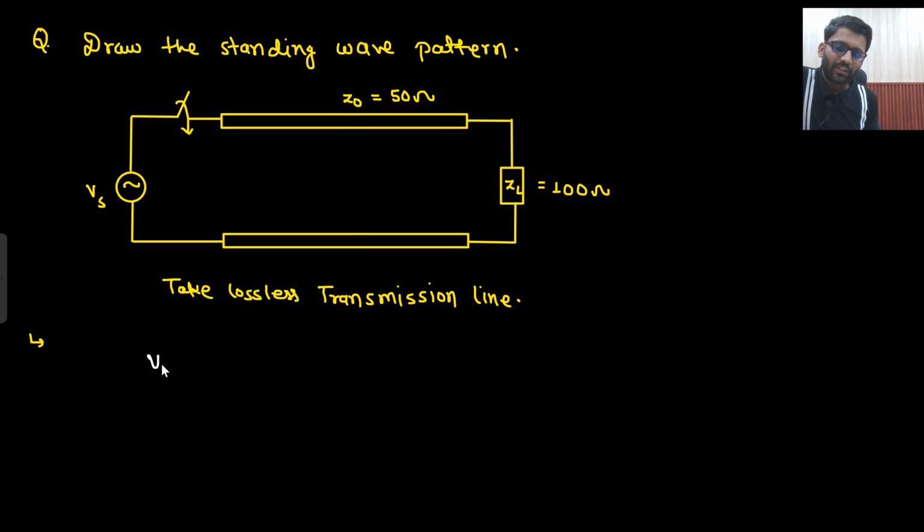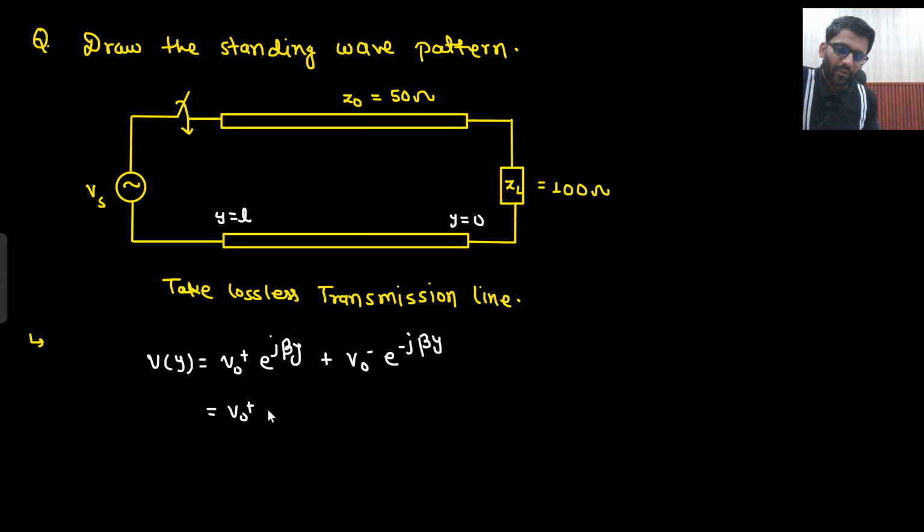So can I write down the voltage equation? Yes. What is the voltage equation for a lossless transmission line? V naught plus e to the power minus, not minus, sorry, V naught plus e to the power j beta y, where y I am taking from the load, y is the distance from the load, plus V naught minus e to the power minus j beta y.